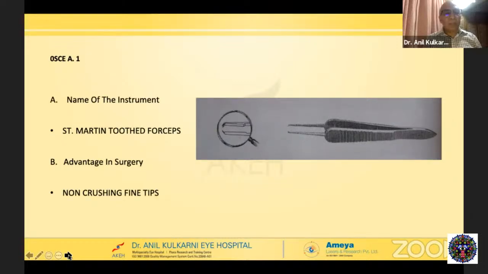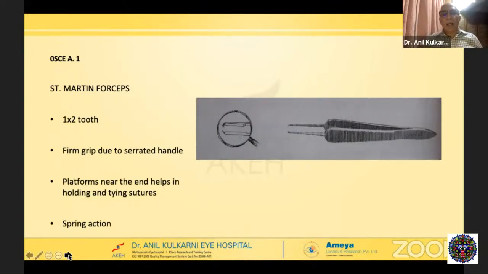And this is the answer. So the name of the instrument is St. Martin's tooth forceps. The advantage is that it has non-crushing fine tips. In addition, we will have this information that it is 1/2 tooth.